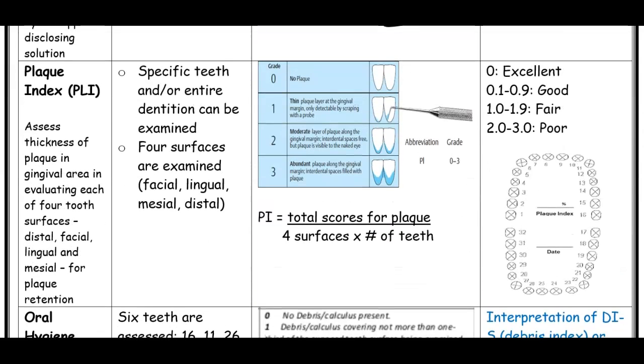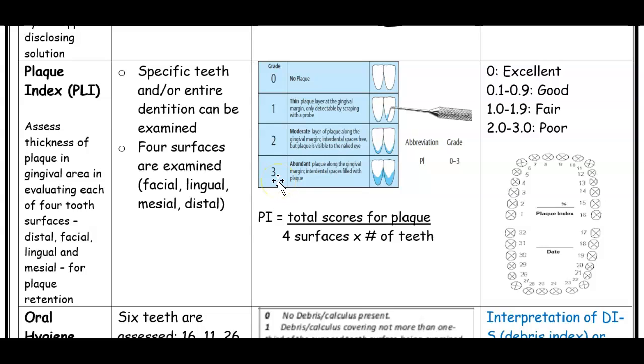Let's look at plaque index. So plaque index is another dental index that looks at the thickness, so how thick plaque is. And again, we look at it along the gingival area, and we do the same thing. We divide the teeth into 4 tooth surfaces. So we look at the facial, the lingual, the distal, and the mesial. And what you do over here is you give each surface a score from 0 to 3.